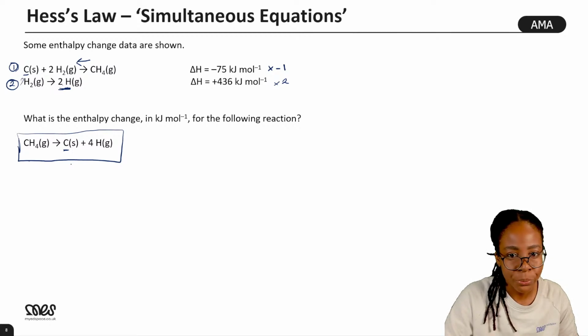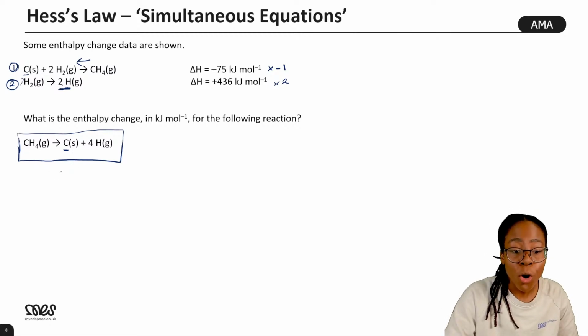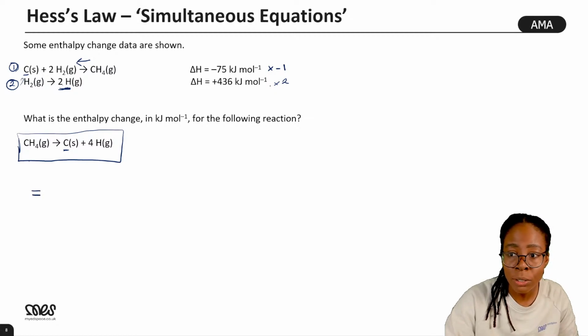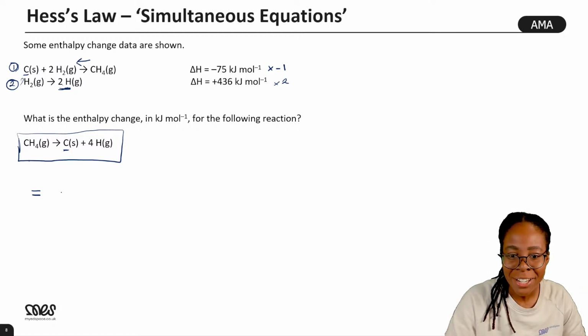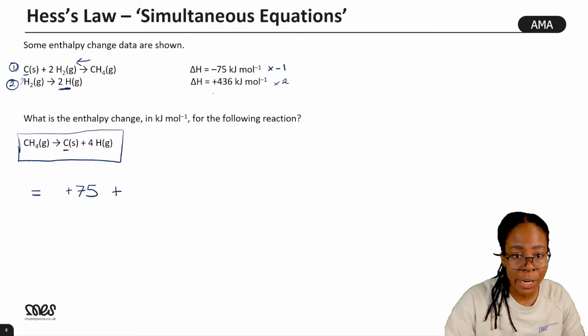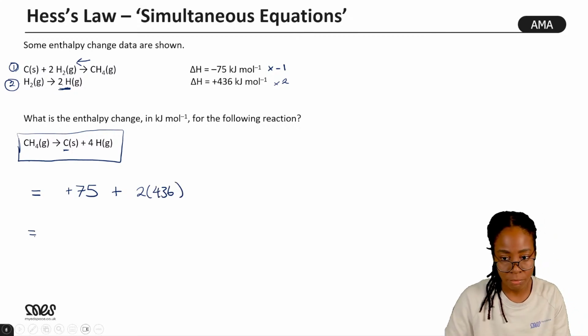because they're not in our final equation. Okay, so the overall enthalpy change for this equation is going to be equal to the negative of the first one, because we had to flip the sign. So that would be positive 75 plus double of our second equation, because we had to multiply our second equation by 2. So plus 2 times 436. And that will give us our final answer, whatever that is.